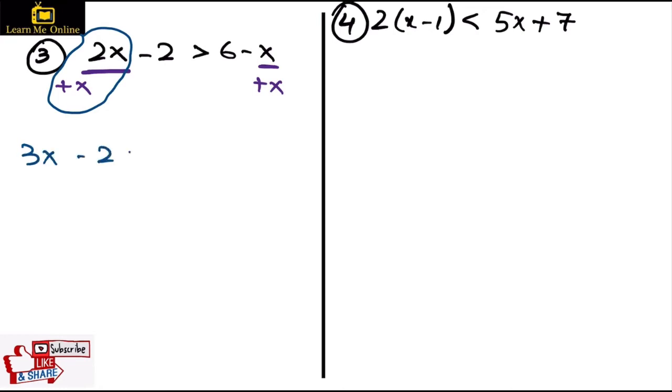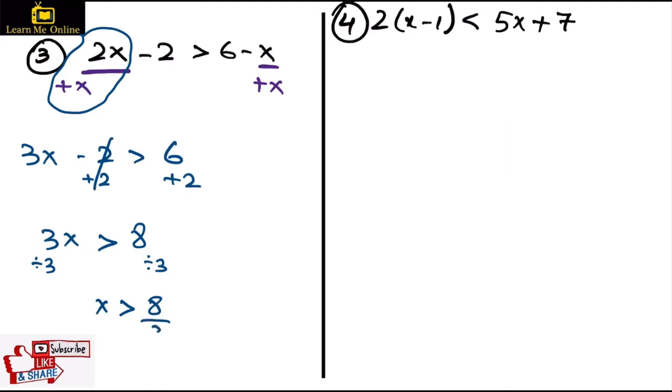Then there's a minus 2 is bigger than 6. To get rid of this minus 2, you do plus 2 on both sides, and you would have 3x is bigger than, the 2s simplify, and then 6 plus 2 would be 8. So now we divide by 3 on both sides, and that would be x is bigger than 8 over 3.